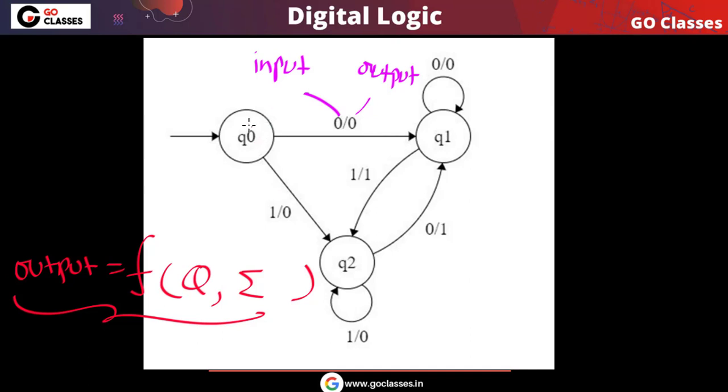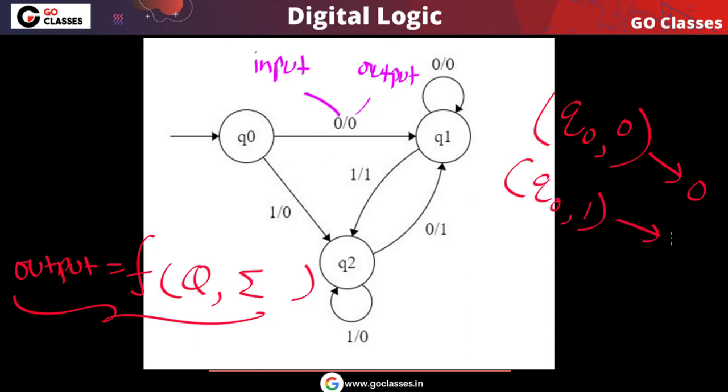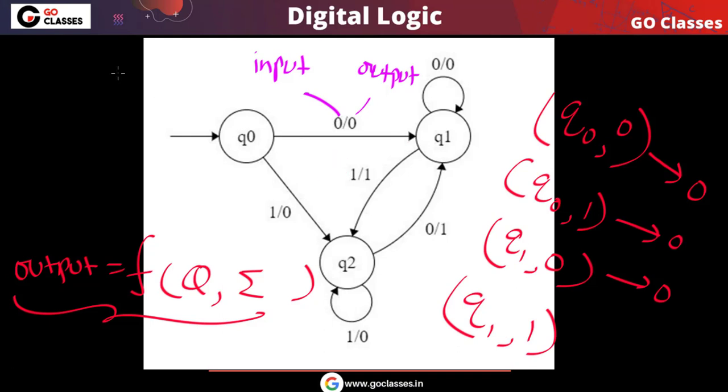Because remember, if you are in this state Q0 and the input is 0, then the output will be 0. Similarly, if you are in this state Q0 and the input is 1, then the output will be 0. Similarly, in this state Q1, if the input is 0, then the output will be 0. In this state Q1, if the input is 1, then the output will be 1. So the output depends on state.